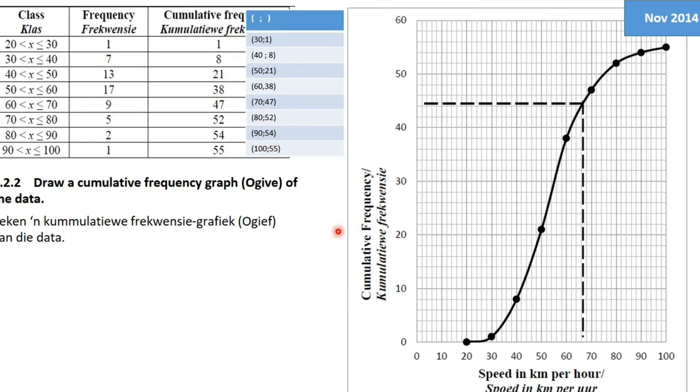We plot them. Let's just check quickly. Look with me. 30 and 1. Can you see now why I said these graphs are not accurate? Because it's tough to see where 1 is. Can you see? There's 30. Now where's 1? Is it there? Where's 1? So it's more or less there. The next one is 40 and 8. So we go 40 and 8. That one is more clear. And so we must plot all of them.